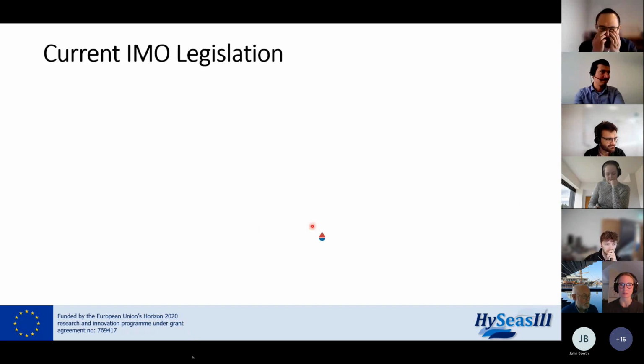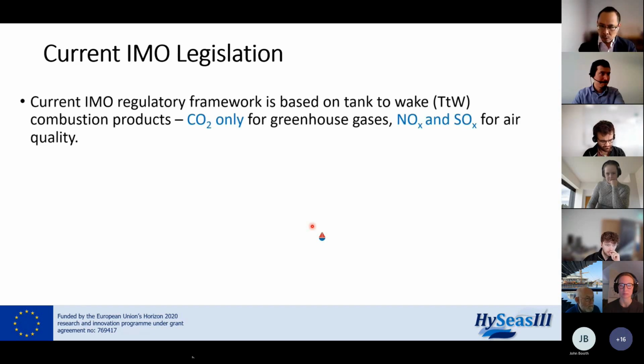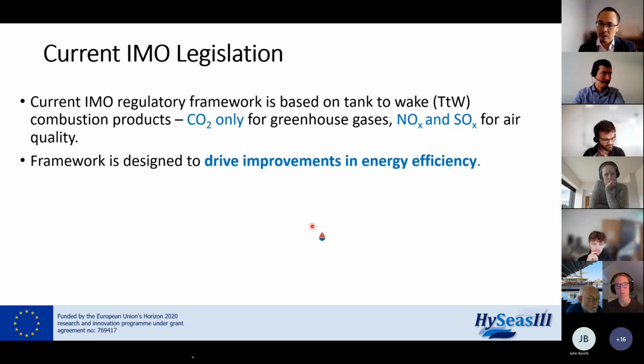So a few slides on where the IMO is and where it's possibly headed. The current IMO legislation is based only on tank-to-wake and combustion products, really. CO2 only for greenhouse gas, not any other greenhouse gas, and then NOx and SOx for air quality. The framework is really designed to drive improvements in energy efficiency. The fact that it has some account of the carbon factor of alternative fuels is almost a sort of accident or byproduct of what the framework was originally designed to do. And so it doesn't do transition to alternative fuels very well.